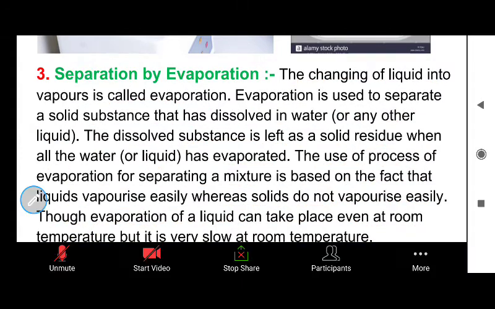So if you prepare a solution and leave it at room temperature, then it will take a few hours or a few days for the evaporation of water. If you place the container in the sunlight, then the water will easily evaporate and the solid substance remains in the container. So you can do this experiment.